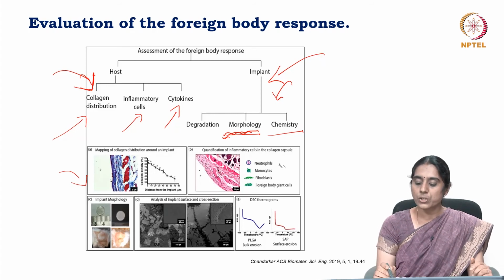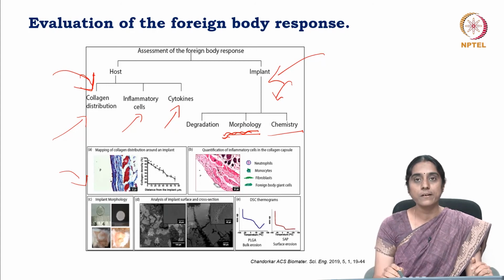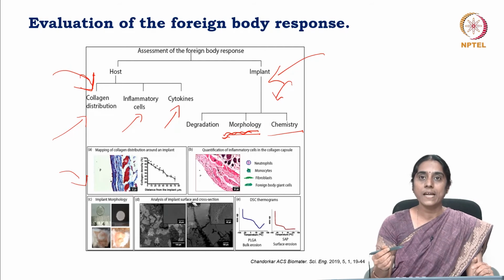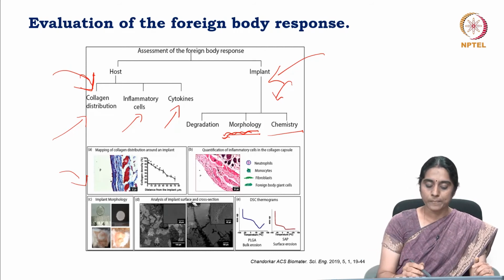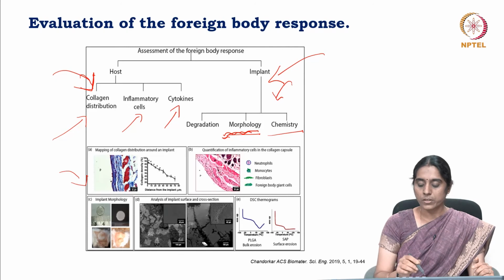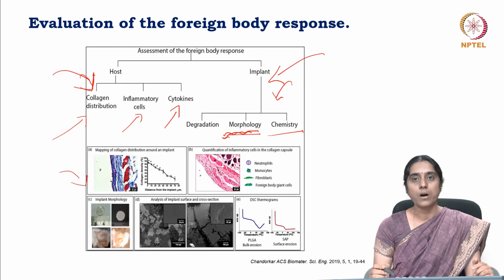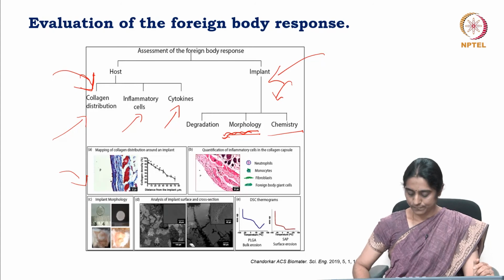Then for quantification of inflammatory cells, there is just H&E staining, histological staining. Through that itself, basically we can say the degree of accumulation of various innate immune cells around the biomaterial. So, these are the morphologies that may cause or influence the foreign body reaction.